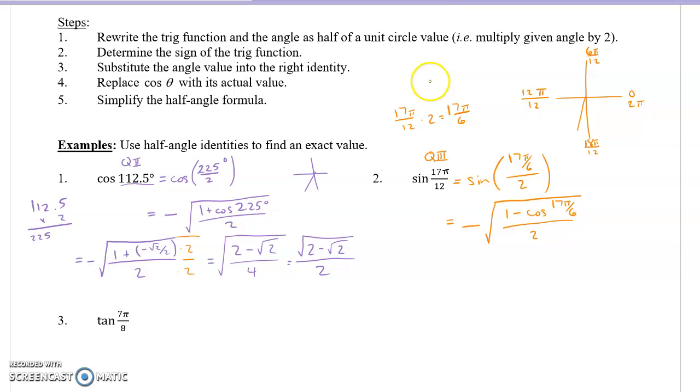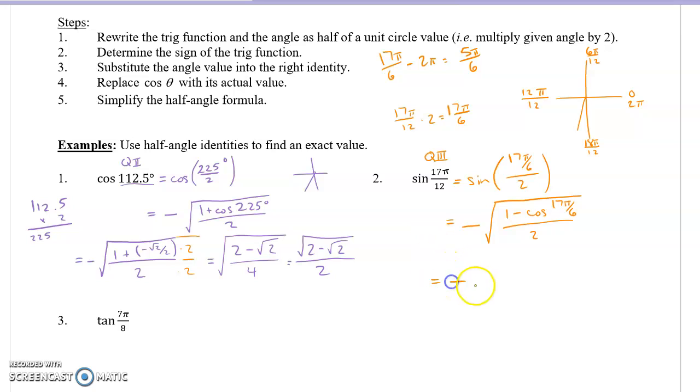It's bigger than 2 pi. But we can find a coterminal angle to 17 pi over 6 by subtracting 2 pi, which is the same thing as 12 pi over 6. 17 minus 12 is 5. Aha! 5 pi over 6 is a nice angle. I can deal with that.